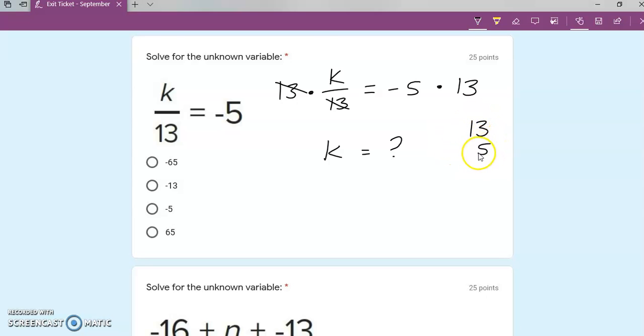So 13 times 5, 5 times 3 is 15, carry the 1, 5 times 1 is 1, plus the 1 up there is 6. So my answer should be negative 65. Because again, I have a negative multiplied by a positive, so my answer should be negative. So my answer would be the first letter choice, or letter choice A.